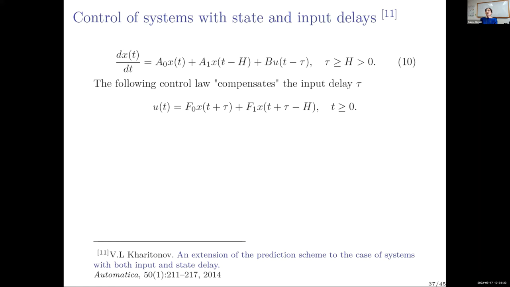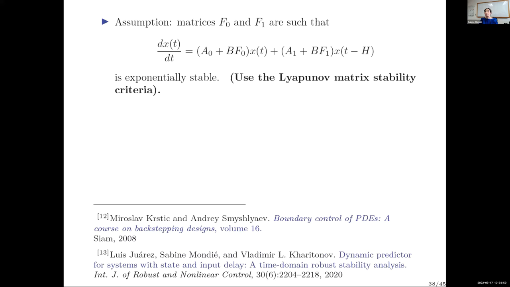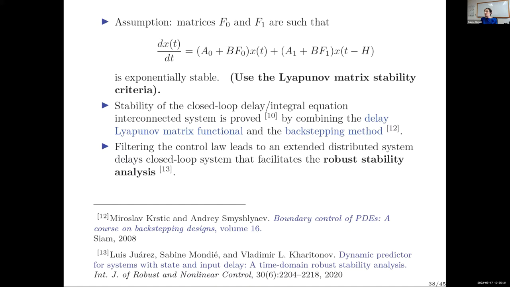Okay, so we know the following: this control law compensates the input delay, and we can substitute the Cauchy formula to compensate the delay. And we can construct it. This is not noncausal, this is perfectly causal, it only depends on past time. And here we need to assume that this system is stable. We can use the criteria, and the proof of the result combines the Lyapunov delay matrix functional and the backstepping method introduced by Krstic. We can make the robust stability analysis very easy, or straightforward.